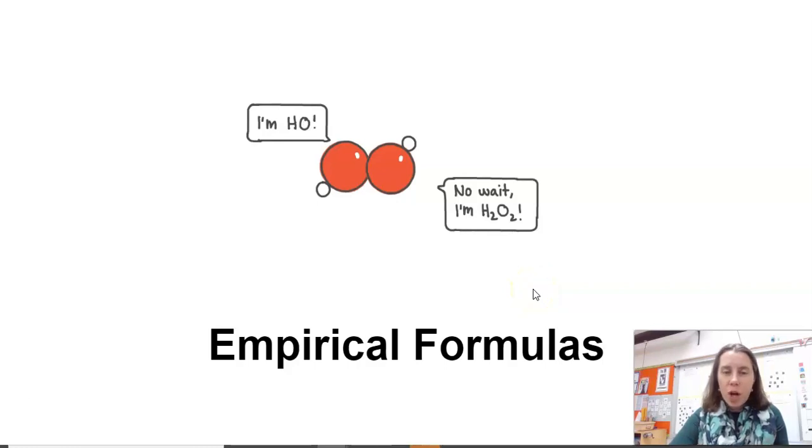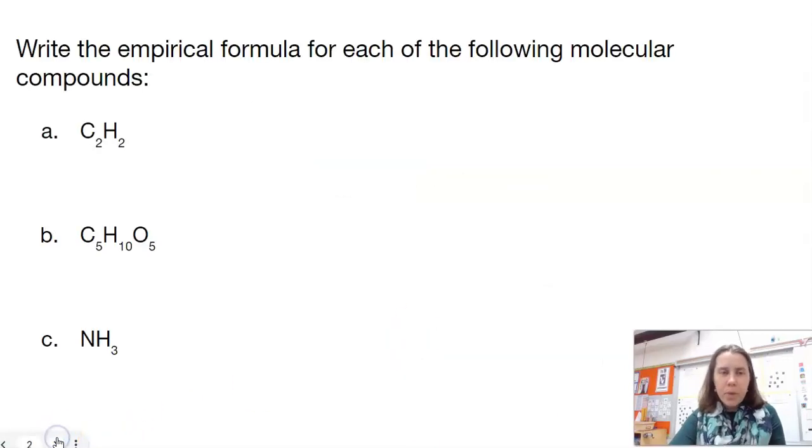Hello, today we're going to talk about empirical formulas and how to find them in a variety of different ways. All right, so first, just a definition of an empirical formula versus a molecular formula. So you can think of the molecular formula as the whole molecule.